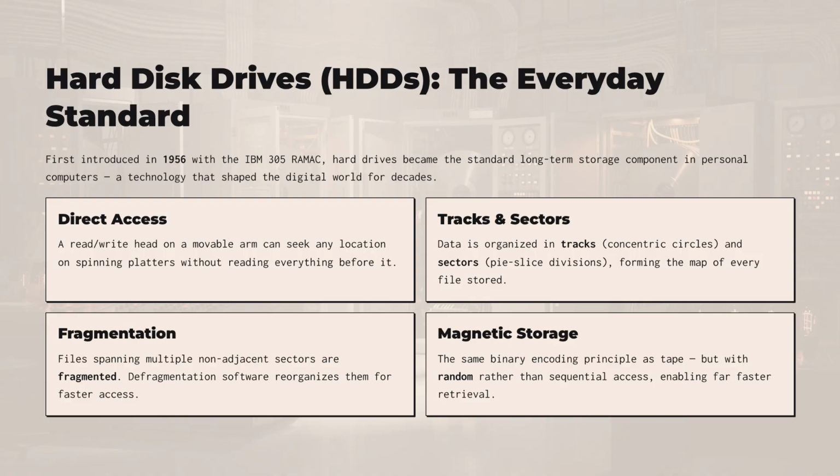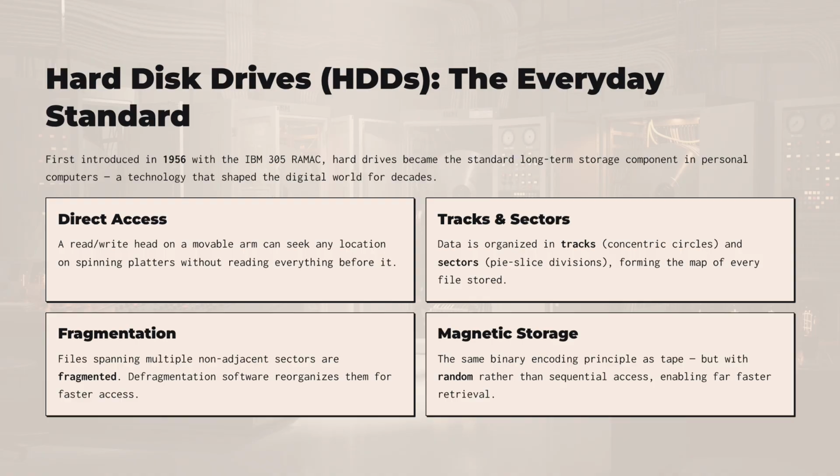Unlike tape, an HDD uses direct access. The platters spin continuously, typically at 5,400 to 7,200 revolutions per minute. And the read/write head is mounted on a movable arm that can seek any location on the disk surface without reading through preceding data. This makes HDDs dramatically faster for retrieval than magnetic tape.